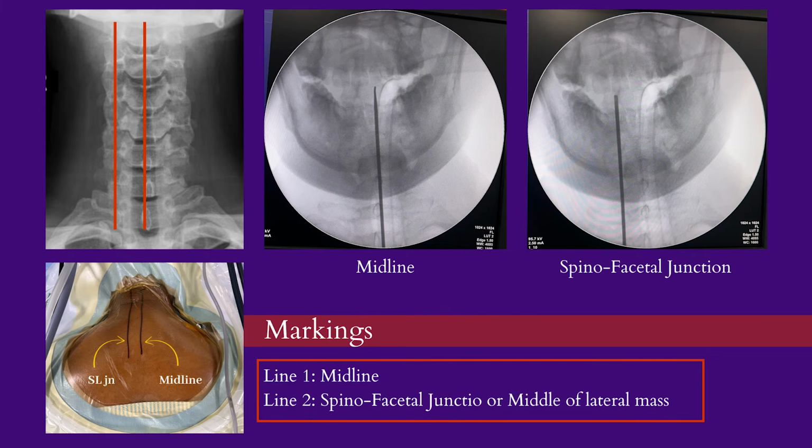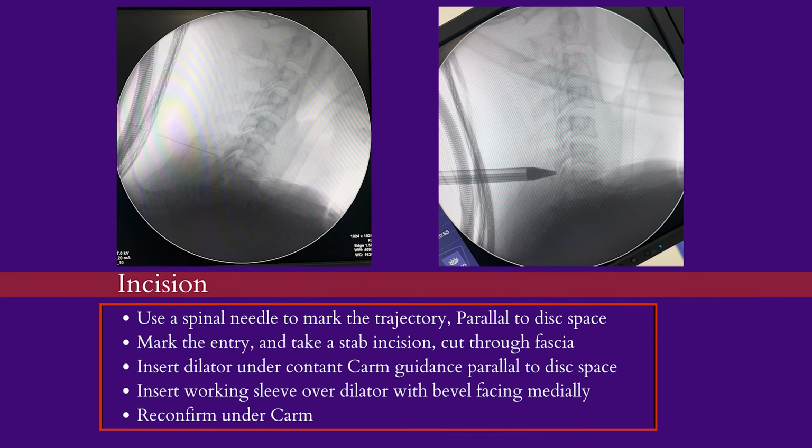Once you have given the proper positioning to the patient, it is very important to mark two lines. One line is at the midline, that is the middle of the spinous process. The second line will be at either the spinofacet junction, or you can mark the line at the middle of the lateral masses. Now this is a very important step in cervical endoscopy. Even the slightest change in incision, a wrong incision, can make your surgery very difficult.